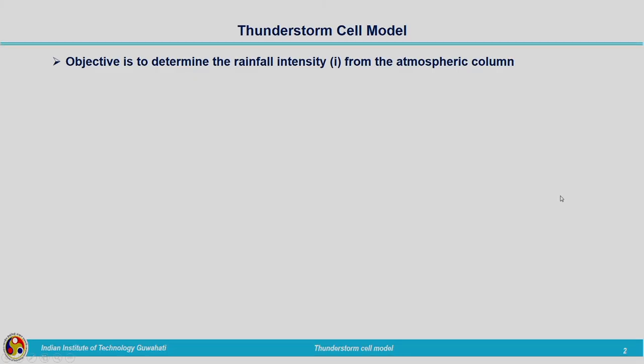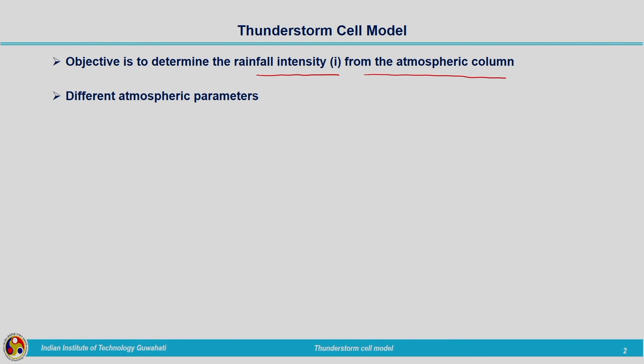By now, you are familiar with the Reynolds transport theorem. We have already derived the conservation equations by making use of Reynolds transport theorem and also the continuity equation which is representing the vapor transport in the atmosphere. So, in this we are going to determine the rainfall intensity from an atmospheric column. Atmospheric column is nothing but a vertical column within the atmosphere starting from the ground surface.